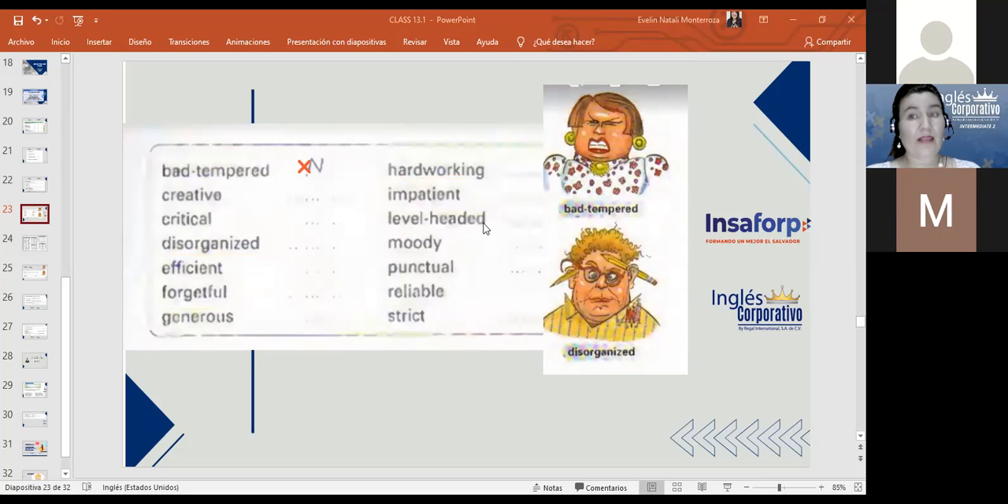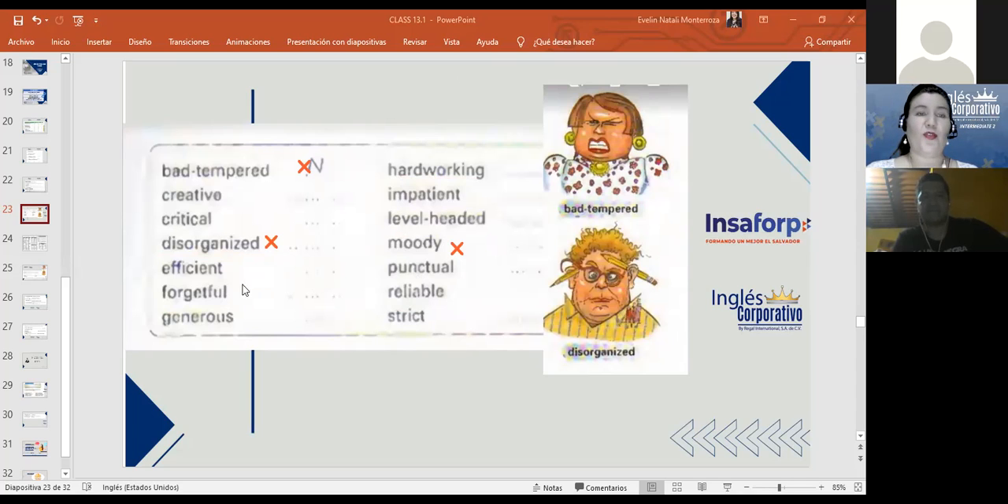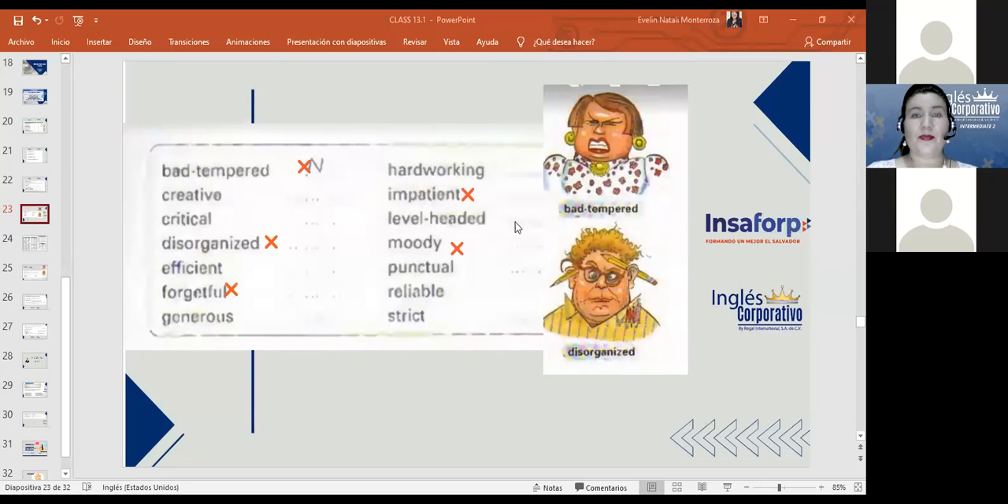Level headed. Well, level headed, it's a person who thinks calmly in good situations. Moody. Excuse me, moody. Moody, yes, it's negative. Another one that is negative. Disorganized. Another one. Forgetful. Impatient. What is another one that is negative? I think those are negative.